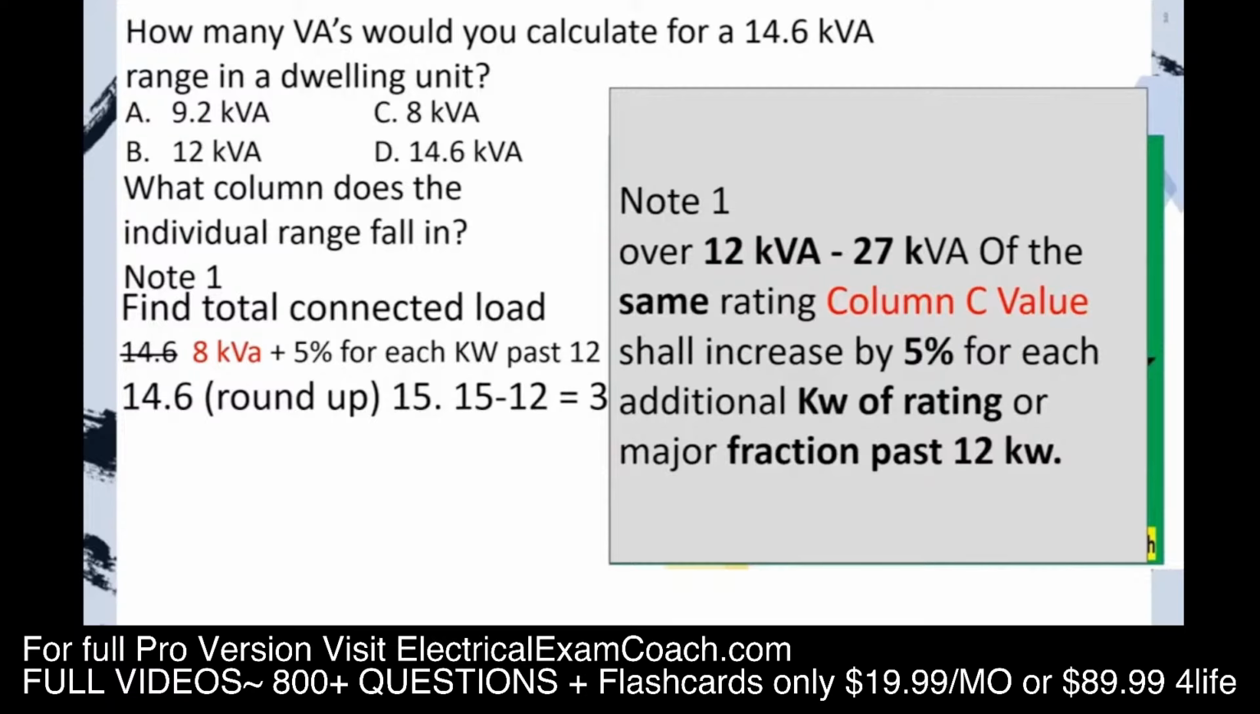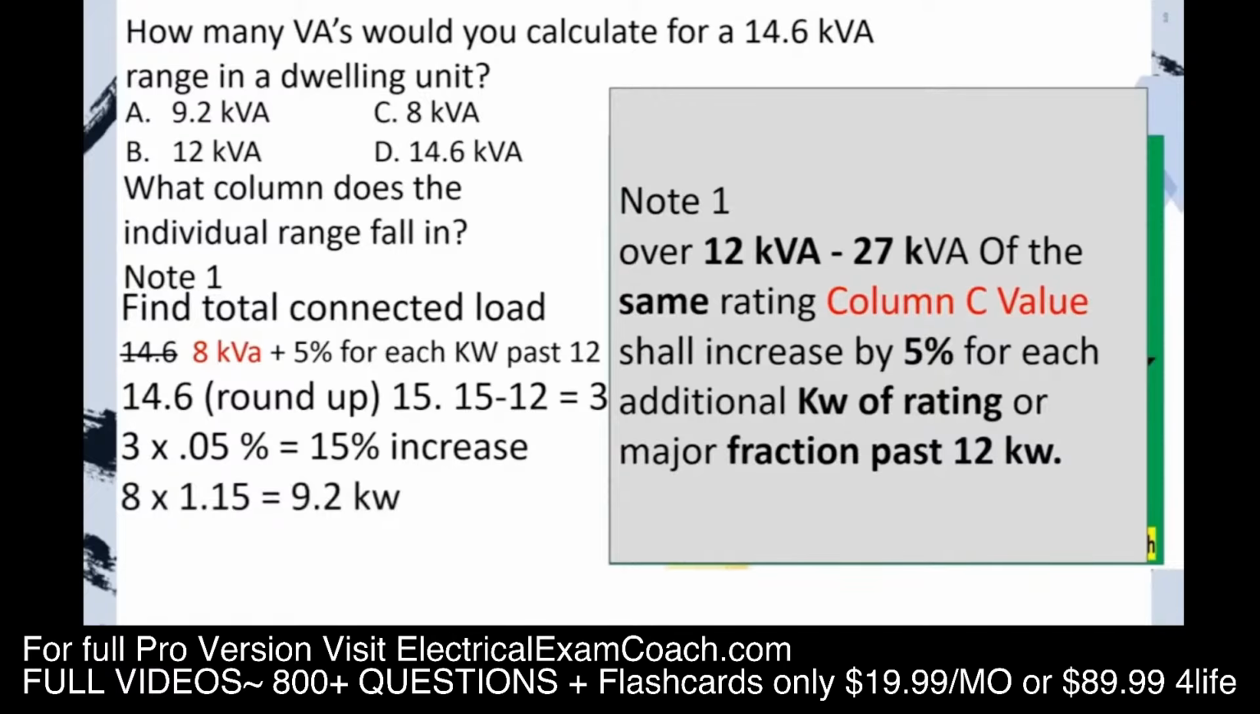So we are 15, and we need to find out how many we are past 12. Well, to do that, we can do some simple math. We have 15. We need to minus the 12 base, and we have 3 left over. Then we need to take that 3 and multiply it by 5% for each one, which is a total of a 15% increase. We're going to take our original number from column C, and we're going to increase it by 15%, and that's going to give us 9.2 kW. The reason that I put the 1 in front of it is because that brought back the 8, and we increased the 8 by the 15%, and it gave us 9.2. And we're going to select A. Great job.